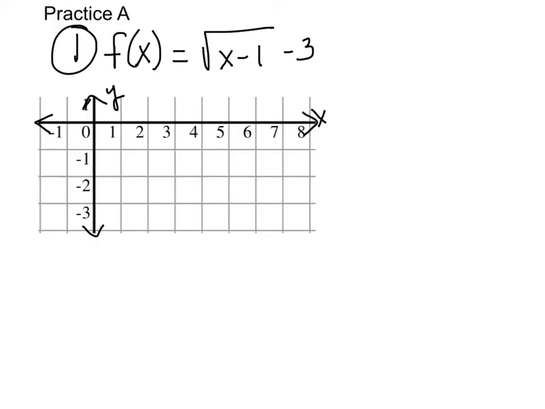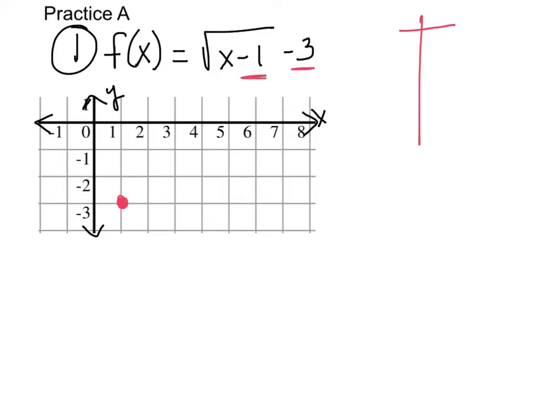Let's look at number 1 under practice A. So we're going to graph our first point, which usually starts at 0, 0, but because it goes -1 here, -1 means I go right 1, and -3 on the outside means I go down 3. So right 1, down 3.